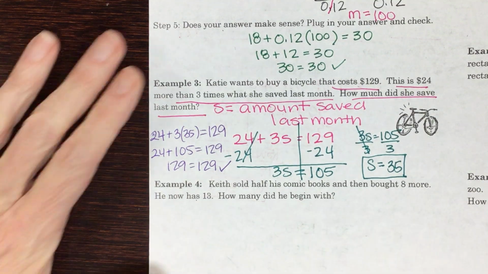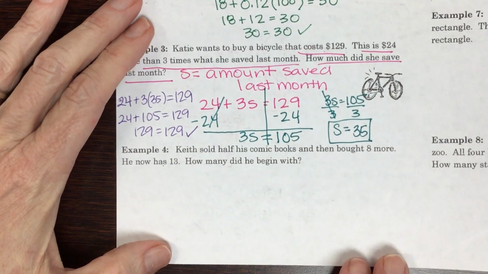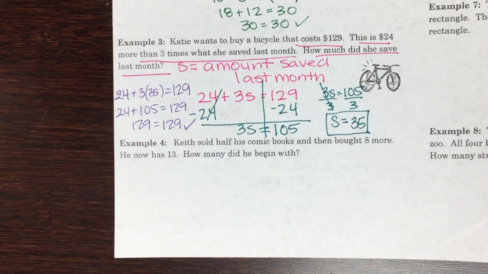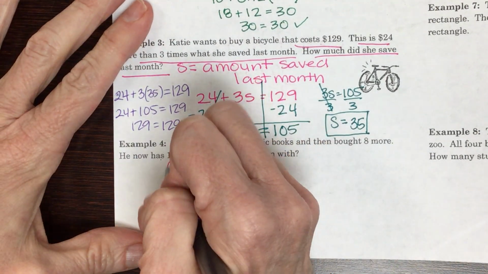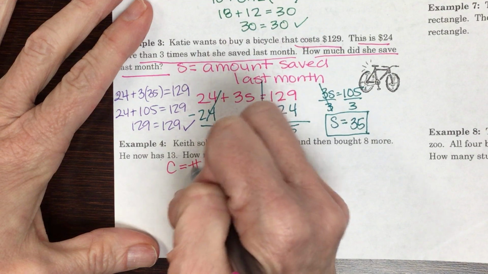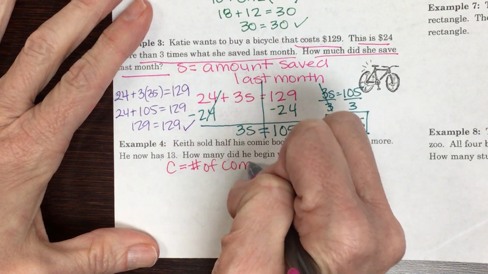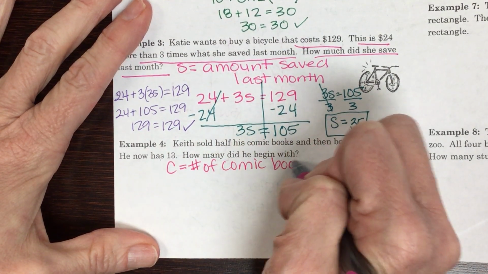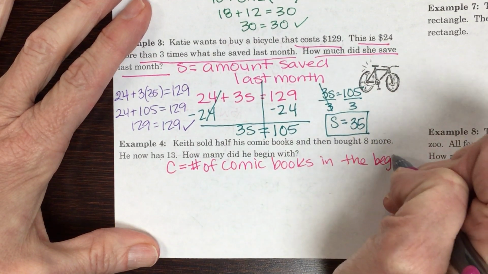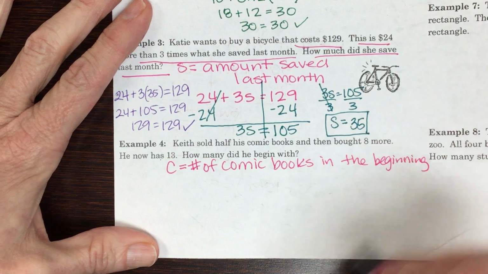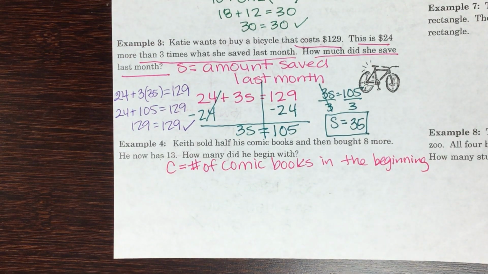All right, so the next one, he sold half his comic books and then bought 8 more. He now has 13. How many did he begin with? All right, so the first thing we're going to do is we're going to name our variable. So I'm going to say C equals the number of comic books in the beginning. Okay, so C is my number of comic books.